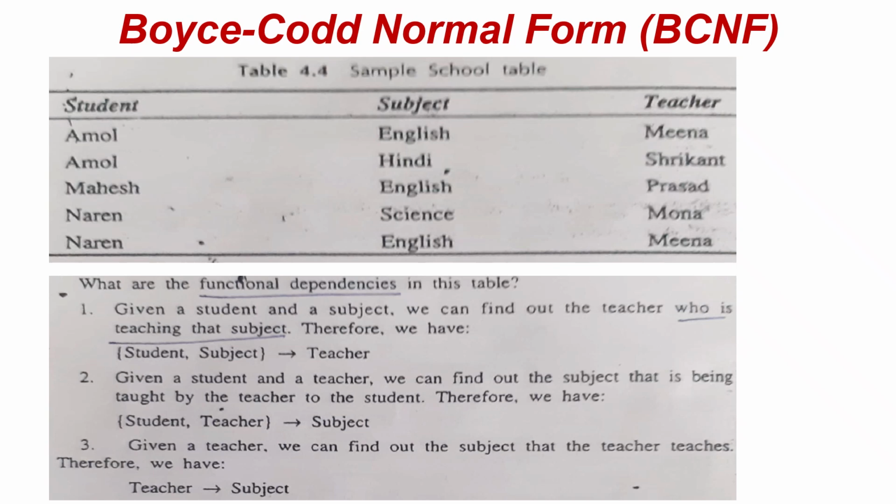that is being taught by the teacher to the student. So the second functional dependency is that with the student and the teacher, we are able to identify the subject taught by the teacher. And the third one is given a teacher, we can find out the subject that the teacher teaches. That is, with the help of a teacher, we can find out the subjects.